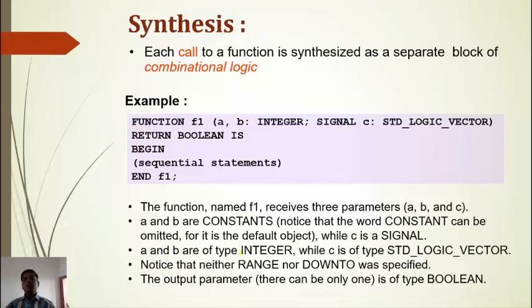a and b are of type integer, while c is of type std_logic_vector. Notice that neither range nor downto was specified. The output parameter, there can be only one, is of type boolean.